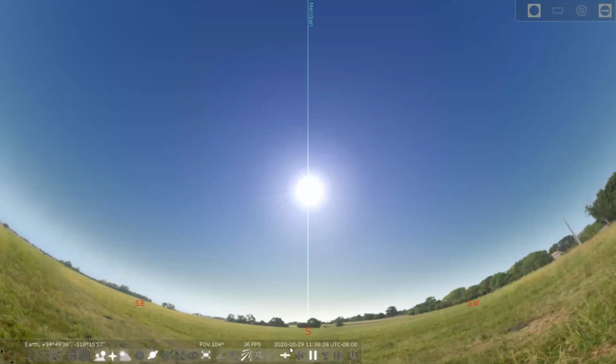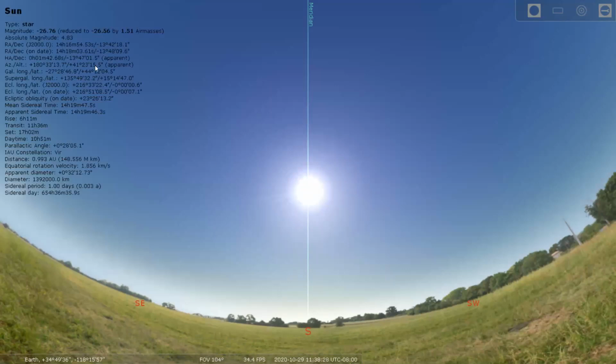Okay, I've put myself in October 29th at 11:38, and I'm making sure to check that the time zone is UTC minus 8. Let's just go with UTC minus 8 the whole time, which is not daylight saving time. And sure enough, the sun is on the meridian, so I was right about the time. I would like to know the sun's declination. Well, you can't tell just by looking in the sky. We don't have any way of measuring that directly. But if I click on the sun, they're telling me that the declination on today's date is negative 13 degrees and 48 minutes.